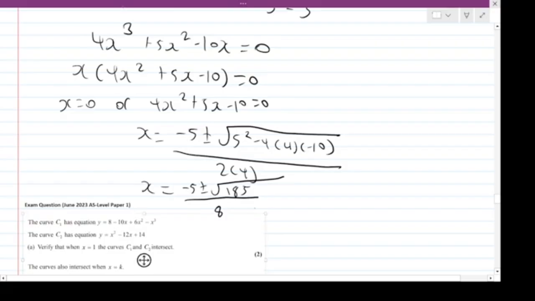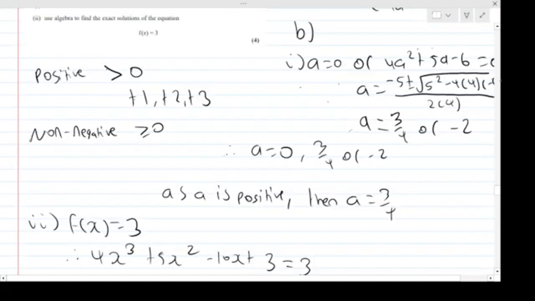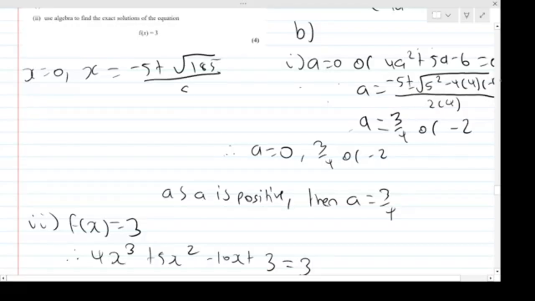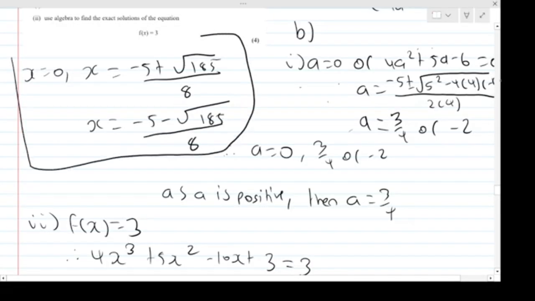So overall then, my three solutions are x is 0, x is that nasty fraction I got, which was minus 5 plus root 185 over 8, and x was minus 5 minus root 185 over 8. And there we are, those are my 3 solutions there.